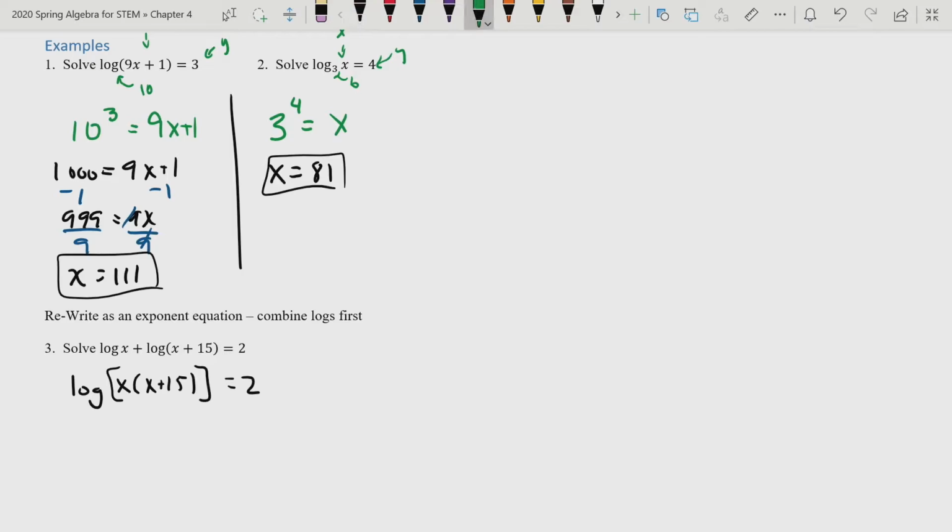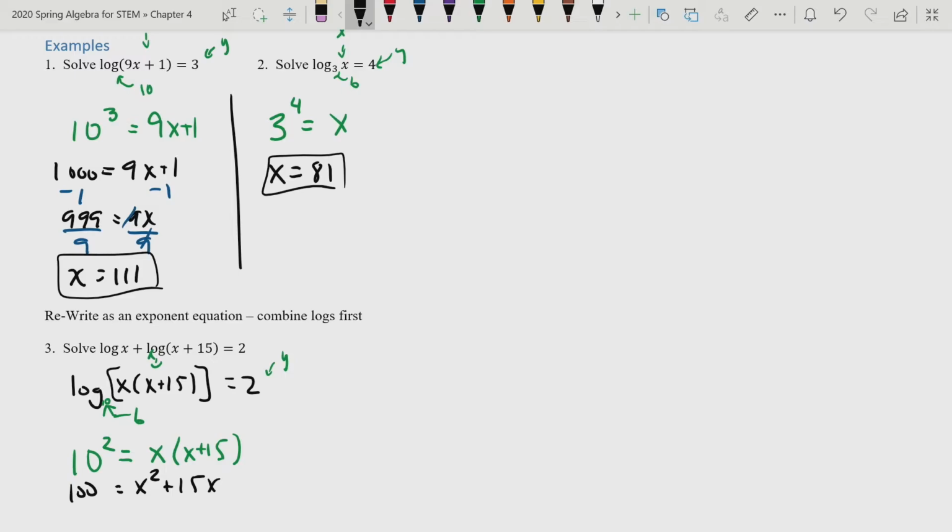So if I rewrite this, now that I have it as a log of something equals something, I can rewrite this as an exponential. The base is 10. This is the argument, and this is the exponent. So we get 10 to the exponent 2 equals x times x plus 15. So this is 100 equals x squared plus 15x.